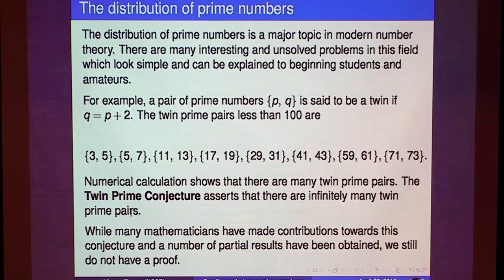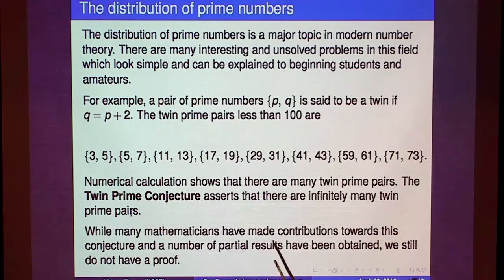And next, we look at the distribution of prime numbers. Because it is very difficult to handle, except for its original definition, which is simple, it is still a major topic in modern number theory. There are many interesting and unsolved problems in this field, and these problems look very simple and can be explained very easily to middle school and high school students.